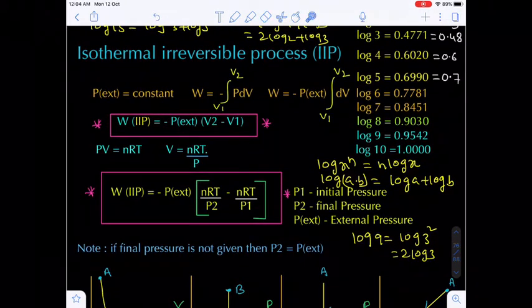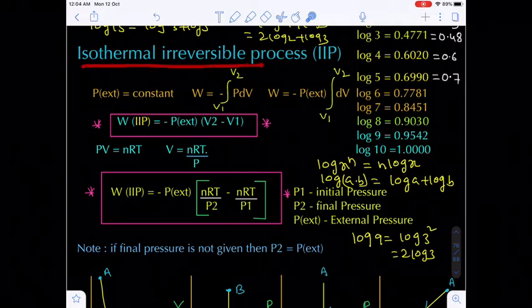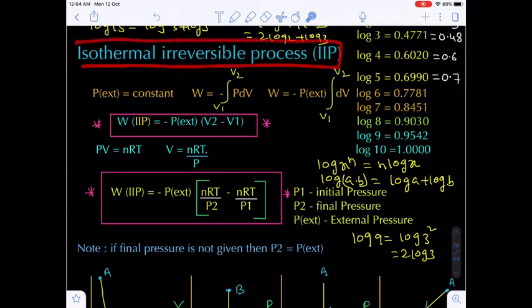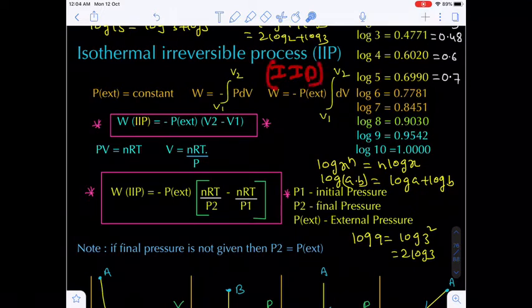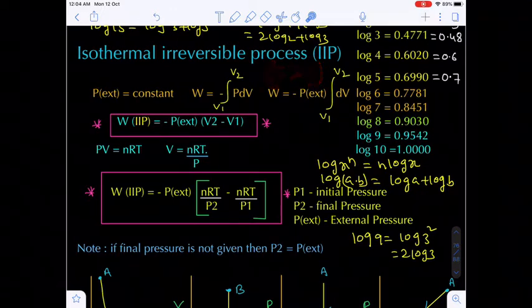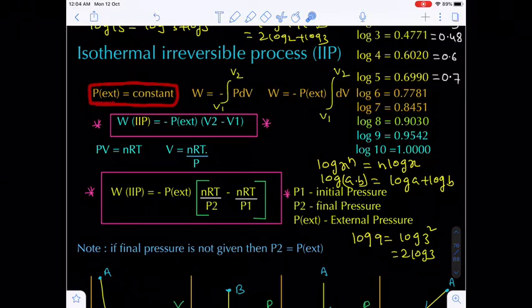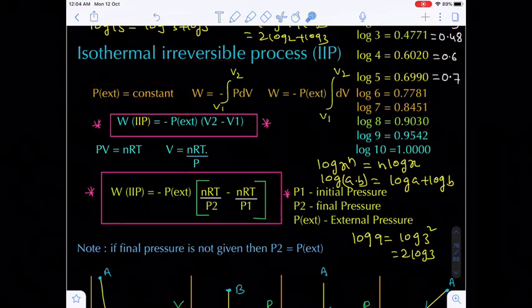Okay, next come to the irreversible process. After completion of the work done in the isothermal reversible process, now we are going to calculate the work done in the isothermal irreversible process. It is known as IIP, isothermal irreversible process. Now in an isothermal irreversible process, the P external is constant. Okay, now P internal is variable.